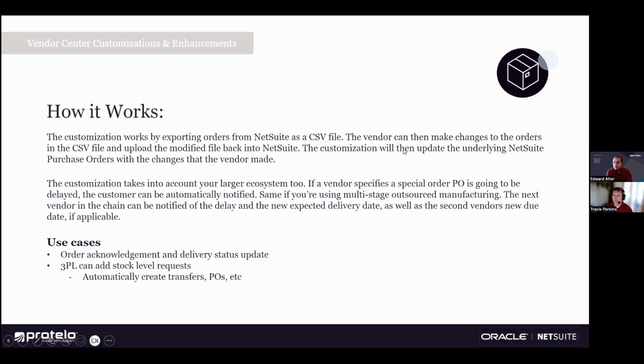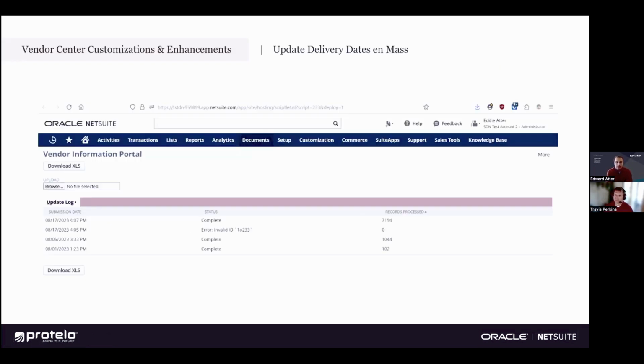Let me get some of this Zoom stuff out of the way so I can navigate a little better. Okay. So I have some examples of what this can look like. Here's vendor information portal. Again, this could be accessed via the vendor center. You can see they have the download XLS button. That's going to download their Excel file. They can make any changes they need to, and then they can upload it back.